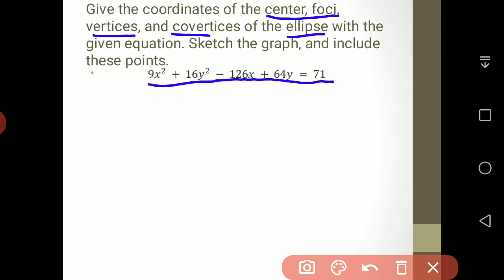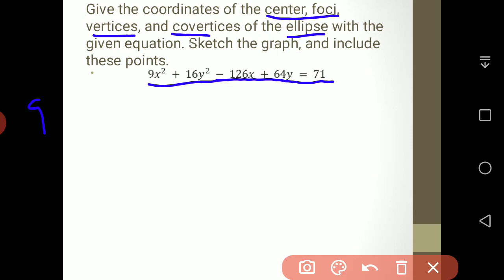However, in our problem here, our equation is not in its standard form. We have to transform it first. Remembering that if we are transforming an equation from general to its standard form, we need to group the terms first. So we start by grouping the terms.